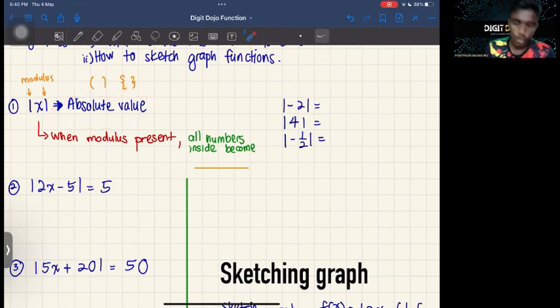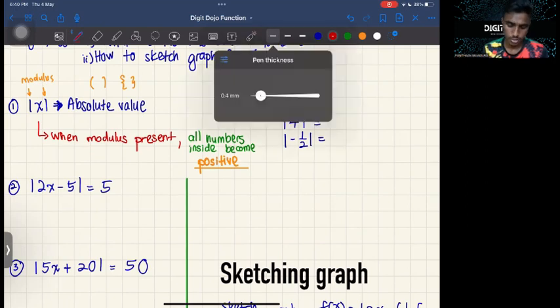So, why is this modulus important? What's the function? When modulus is present, all numbers inside the modulus will become, very important, positive. Even though it's a negative number, it's going to become a positive number. If it's a positive number, it will stay as a positive number. Okay, let's check some examples.